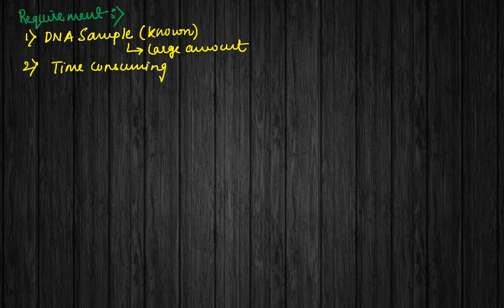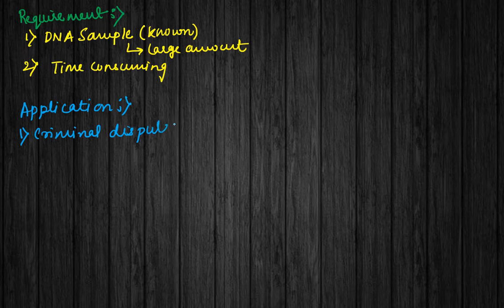Now if we talk about the applications, where can we use this technique? So the first application is mainly in criminal disputes, like we have seen in movies, where there are so many facts regarding the suspect, as well as the crime scene and the samples which cops used to get from that particular area, so there is a matching and all. So this technique is useful in criminal disputes.